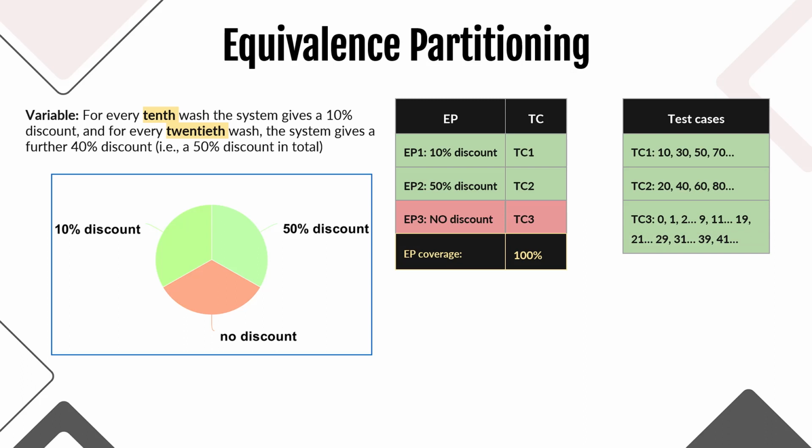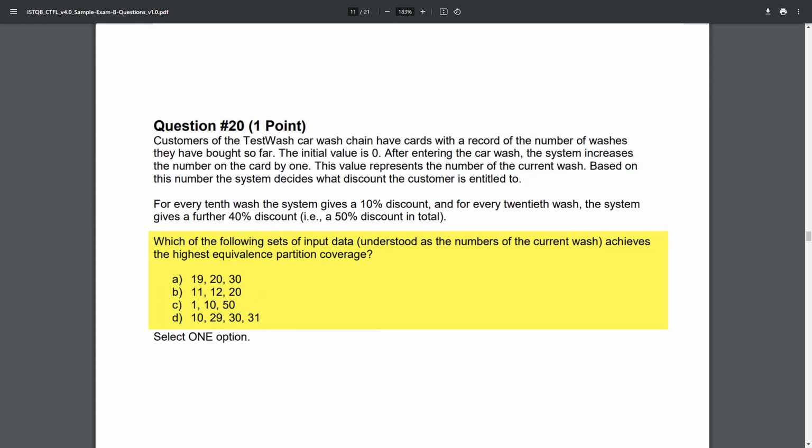Since the description of the question is written very confusingly, we needed to explain how the number of washes interacts with the discount percentage, from the point of view of the equivalence partitioning test technique. Now we can move on to answering the questions.